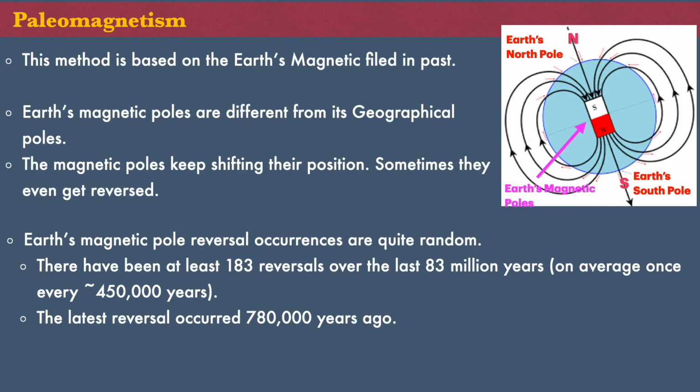The paleomagnetism dating method is based on the direction of Earth's magnetic field in the past. Earth's magnetic poles are different from its geographical poles. The magnetic poles keep shifting their positions and direction. Sometimes they even get reversed. Earth's magnetic pole reversal occurrences are quite random. In the last 83 million years, there have been at least 183 pole reversals. The latest pole reversal occurred 780,000 years ago.